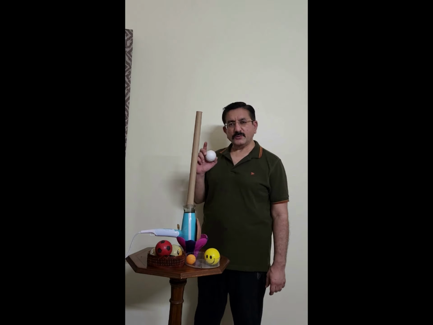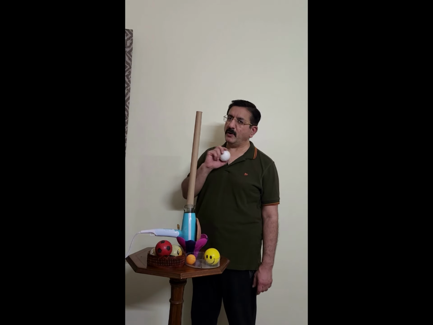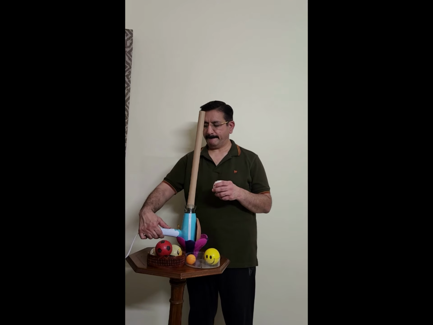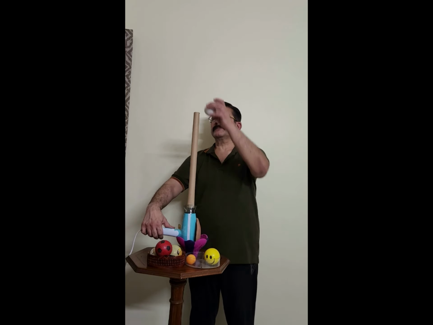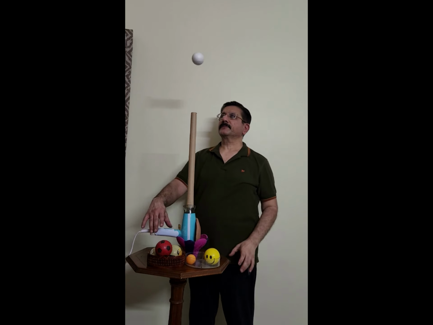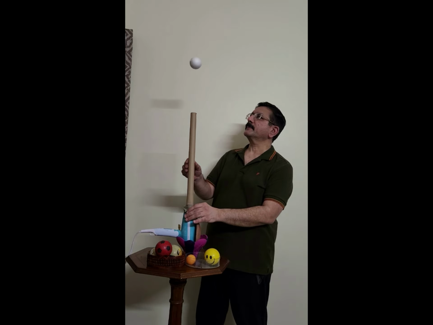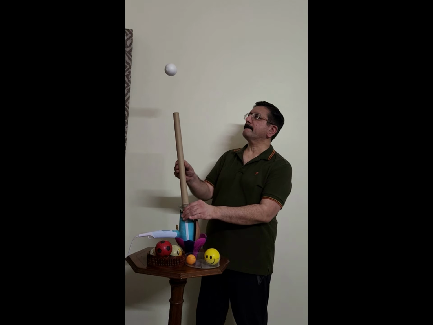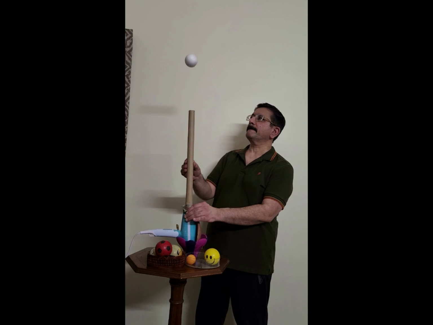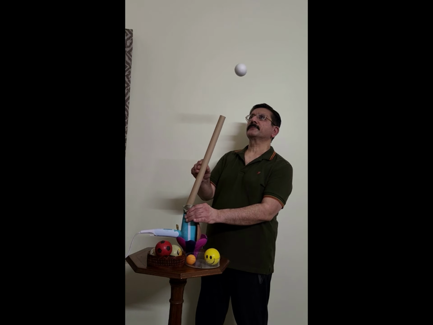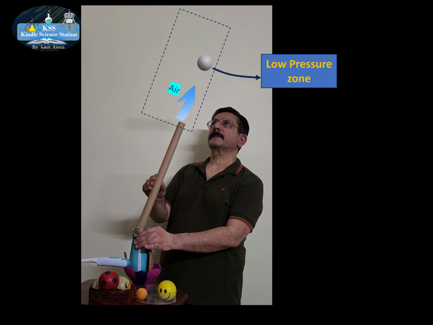Observe it once again. You saw that even when I bent this tube, the ball was not falling. Tilting the blower or the tube is not making the ball fall, as it wants to stay in a low pressure zone. Or in other words, the air around it is at higher pressure, which pushes the ball back to the lower pressure zone.